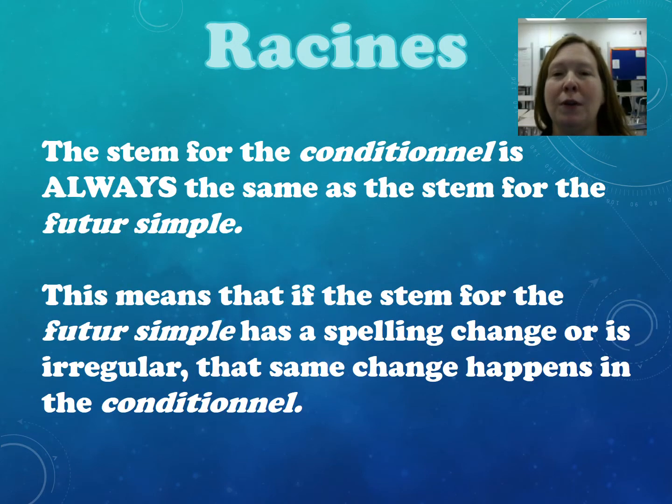The stem for the conditionnel is always the same as the stem for the future simple. That means that if the stem for the future simple has a spelling change, for example with acheter, where you have to remember to add the accent, or if it's irregular, like être being ser, that same change happens in the conditionnel. So again, whatever you start with for the future, you're going to start with for the conditionnel.